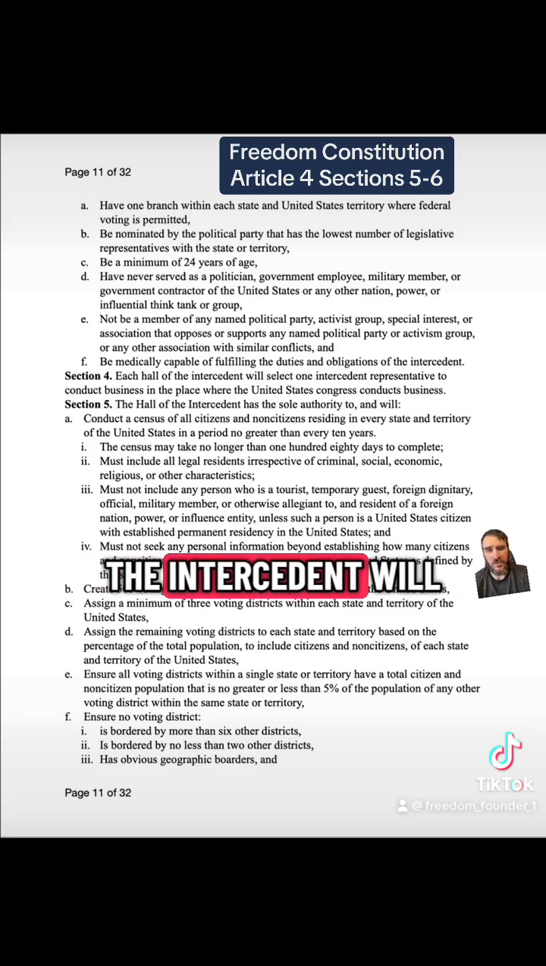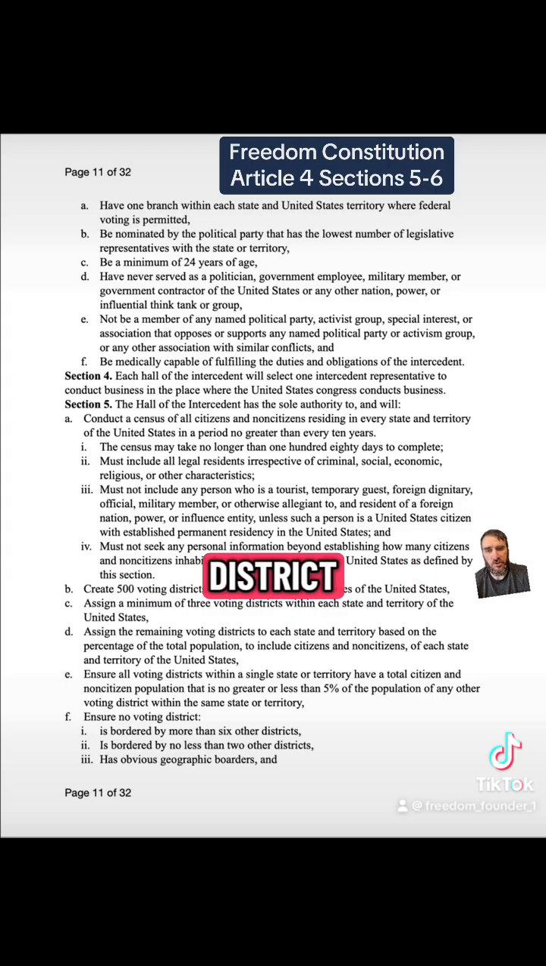The Hall of the Intercedent will ensure all voting districts within a single state or territory have a total citizenship and non-citizenship population that is no greater or less than 5% of the population of any other voting district within the same state or territory. So what this is saying is that if you live in a state like California, you can't make San Diego one voting district and then make El Centro another voting district, because El Centro and San Diego, the difference in population is much more than 5%.